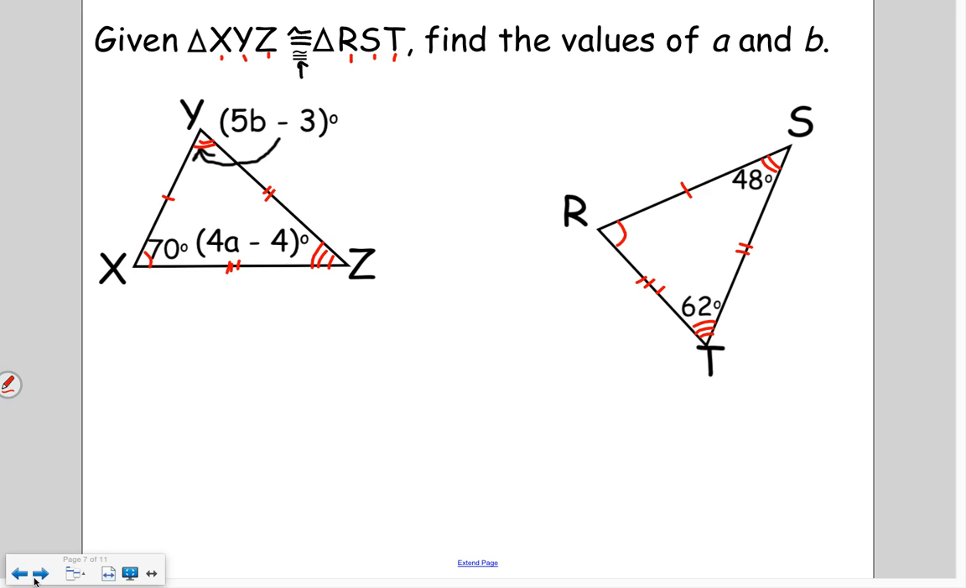So if I want to solve for A, right, that's angle Z is 4A minus 4. Well, Z is congruent to T, which is 62 degrees. So if I add 4 to both sides, I get 4A equals 62. Nope, 66. When I divide by 4, 16.5.